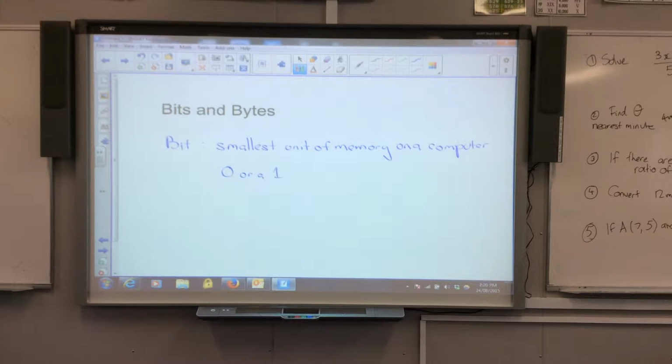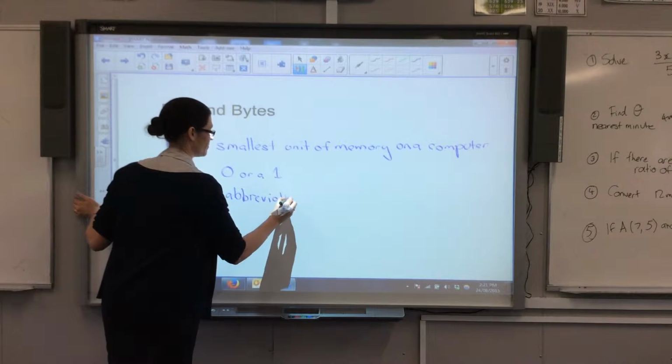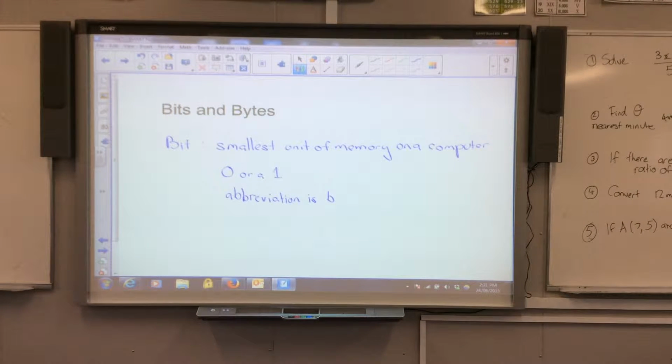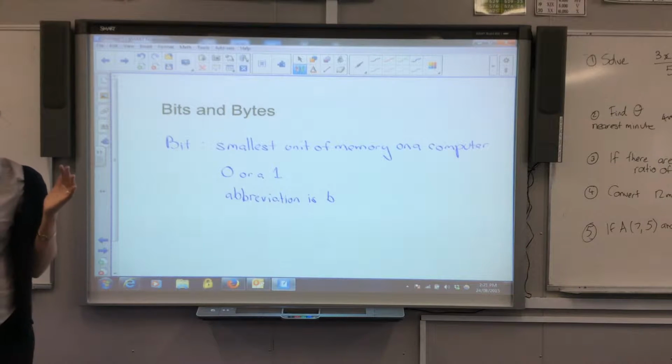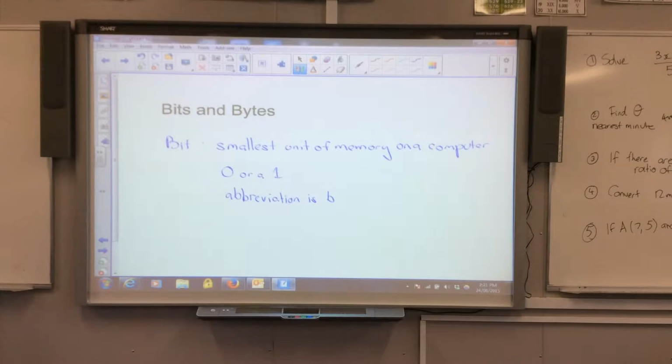Now, the abbreviation for bit would be the lowercase b, just like the abbreviation for meters is a lowercase m. Now, bits have the same conversion rate as we are used to in the metric system. So if I wanted to know what a kilobit would be, what would it be? 1,000 bits. So the conversions follow our same pattern as we do for the metric system.